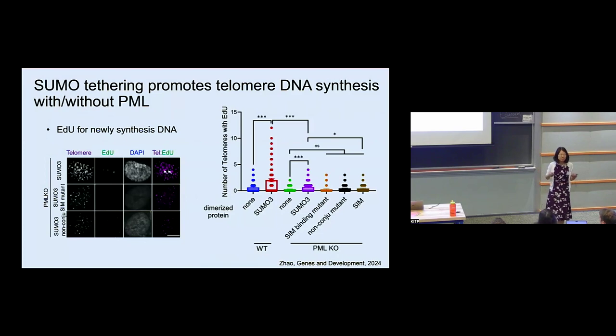So meaning that PML is still important, even though it's not required. And then the mutants are important. So the SUMO-SIM interaction and the ability of SUMO to be conjugated to protein is important, meaning it's those DNA repair factors that are important for this process.